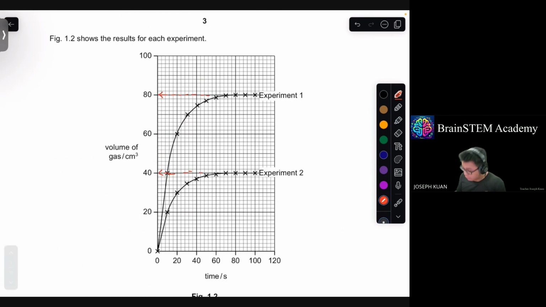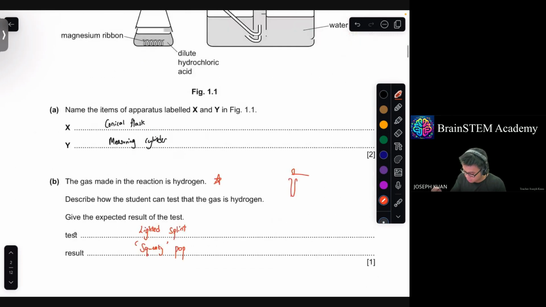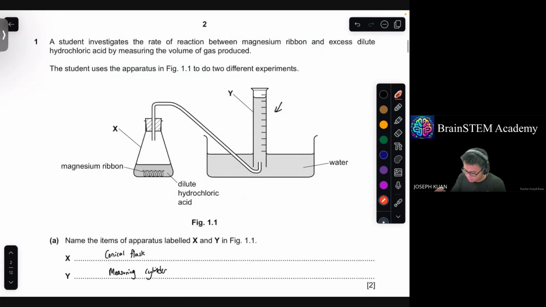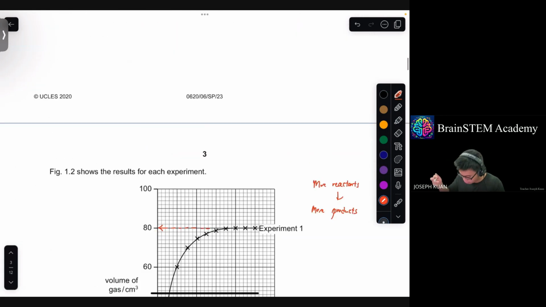Moving on to 2, use your answers in C1 to suggest what the student changed in experiment 2. Now, if you know your theory well, experiment 1 has a taller graph, right? It produces way more gas than experiment 2 because it's using more reactants, because more reactants generally translates to more products. So the person is using more reactants, right? In the context of this question, he's using more magnesium mass, right?